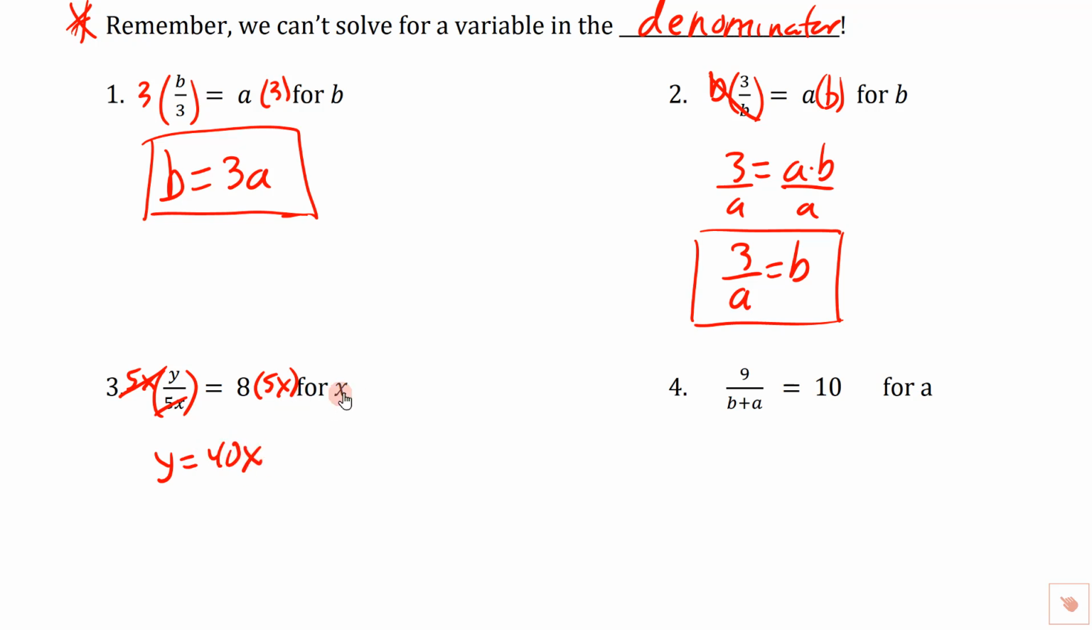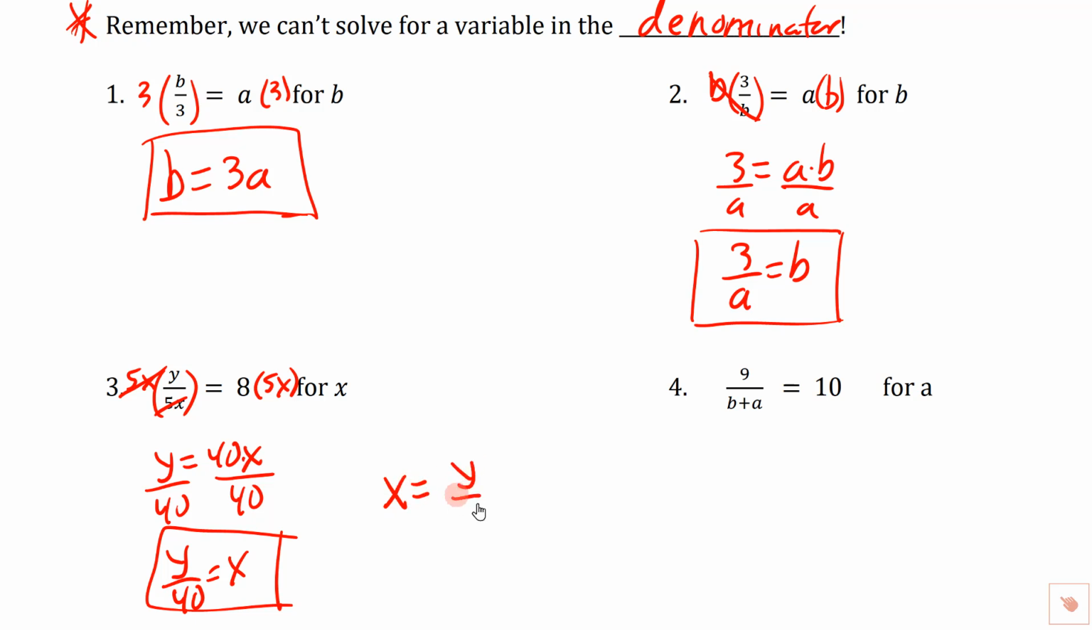And then the only thing we have to do is get the x by itself by getting rid of the multiplying by 40. So we're going to divide both sides by 40. And we get y over 40 is equal to x, and we can put a box around that. That's the answer. Again, if you want to do a big pancake flip and say x is equal to y over 40, that's totally fine. It doesn't make any difference which side the variable's on. Some people like it over on the left side.